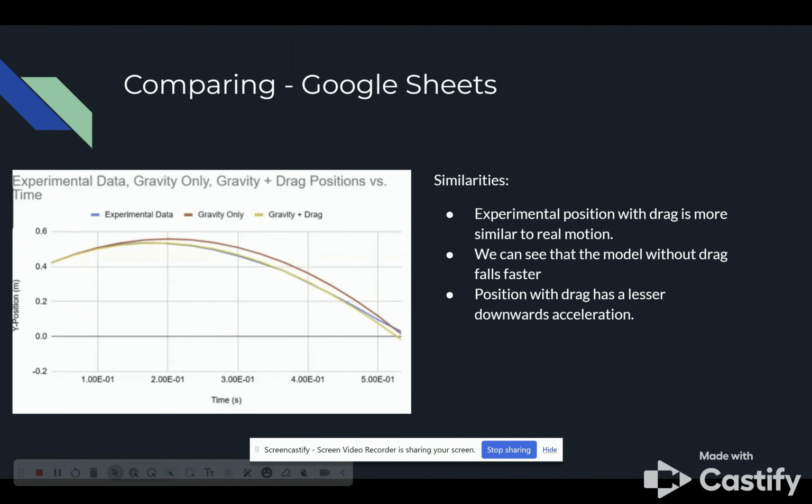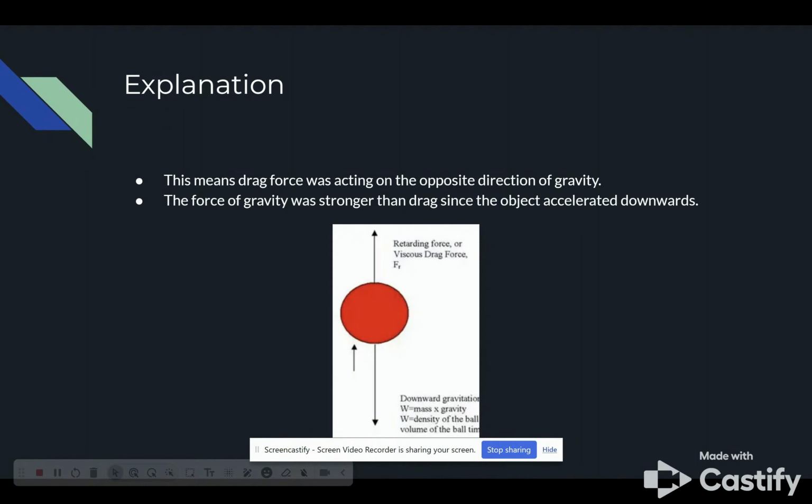Now, here's a comparison of the experimental data, position versus time, with only gravity and with gravity and drag. As you can see from here, the experimental position with drag should be more similar to real motion, but clearly it doesn't accelerate downward as fast. So the model without drag falls faster. Therefore position with drag has a lesser downward acceleration. This can be explained fairly simply. The drag force is acting in an upward direction, which is opposite that of gravity, and the force of gravity was still stronger than the drag, since the object continued to accelerate downwards instead of being stationary or accelerating upwards.